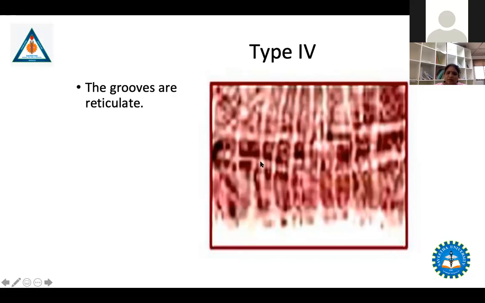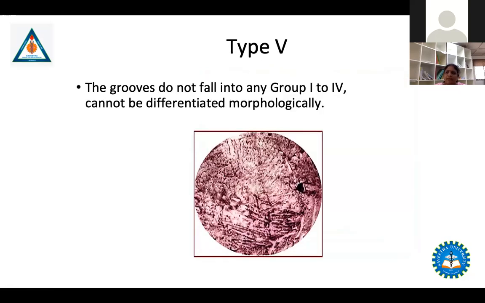In type 4, again, it is a very clear-cut morphological differentiation. That is, if you have a vertical groove and a horizontal groove giving a fence-like pattern, it is called type 4 according to Tsuchihashi. This was also observed in most of the 750 individual samples which I had taken. Again, just like type 2, in type 5 I found a few unique observations which I want to share with you all. The grooves which do not fall into the 1 to 4 categories morphologically were considered as type 5 according to Tsuchihashi's classification in 1974.